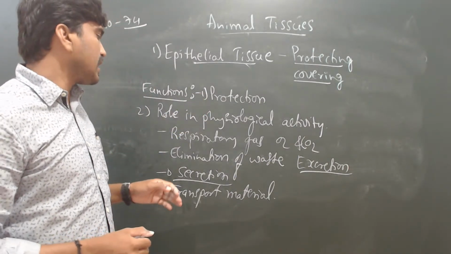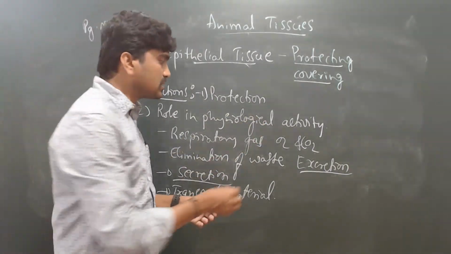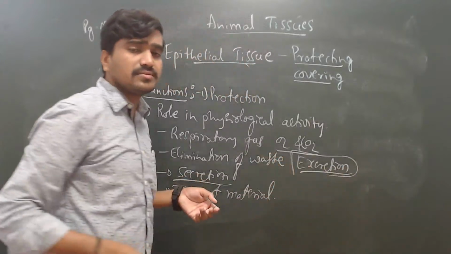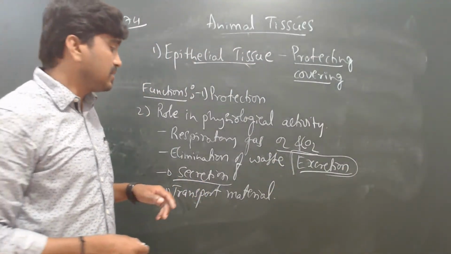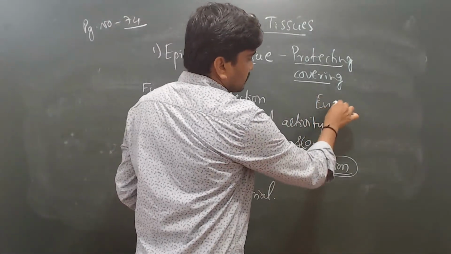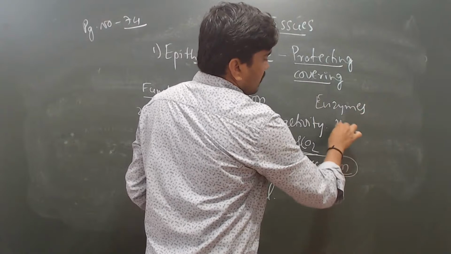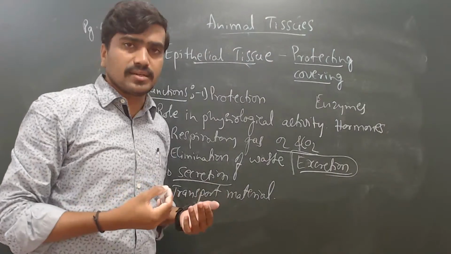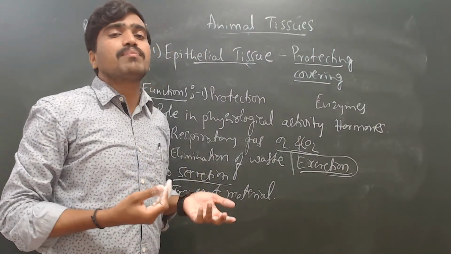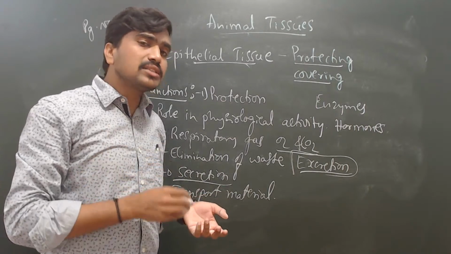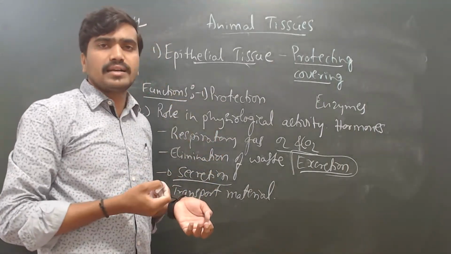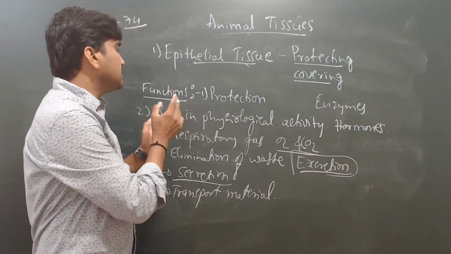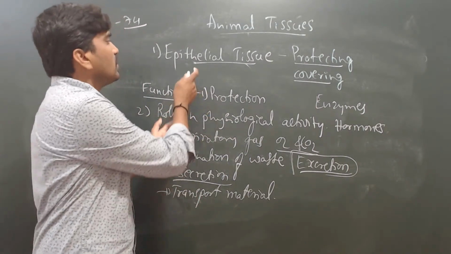Protection, role in physiological activity like exchange of respiratory gases, O2 and CO2. Then elimination of waste, also known as excretion. Then secretion of what? Enzymes and hormones. Some chemical substances are released or secreted with the help of glands in our body. Those glands also contain some epithelial tissue. And it also helps to transport material. These are the functions of epithelial tissue.